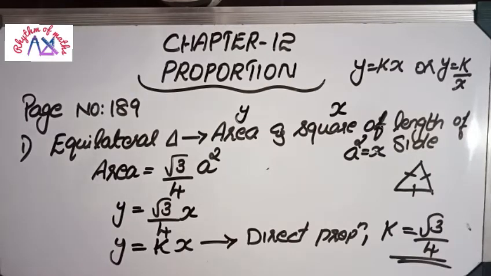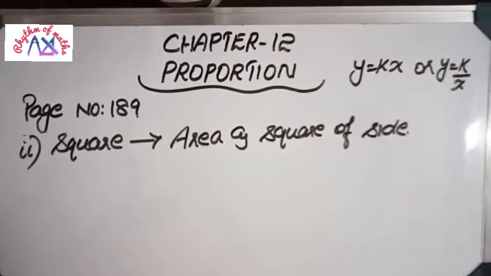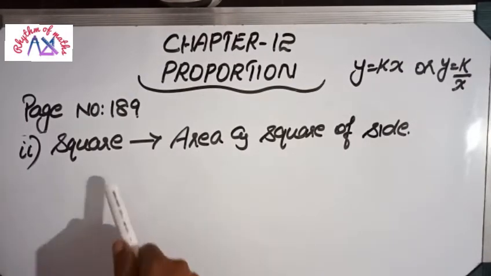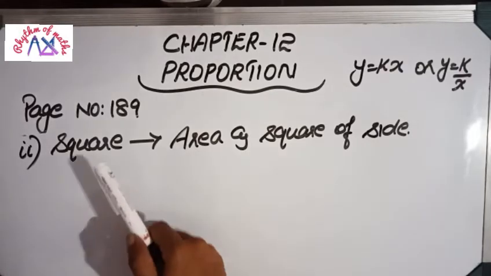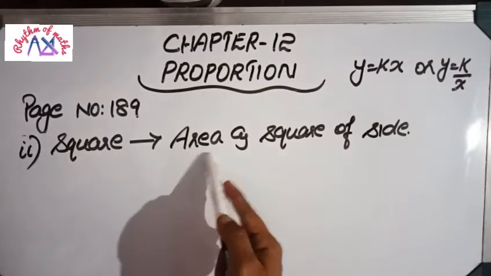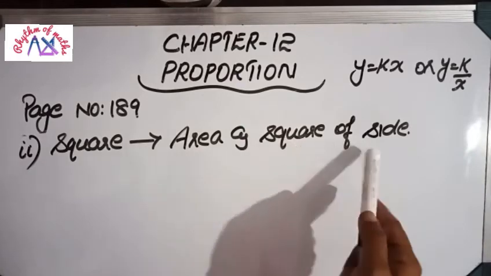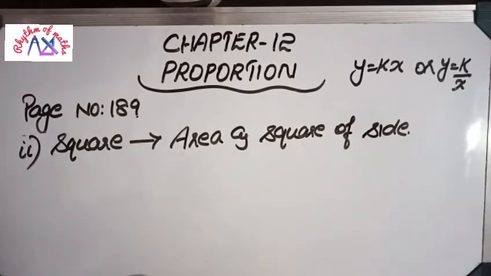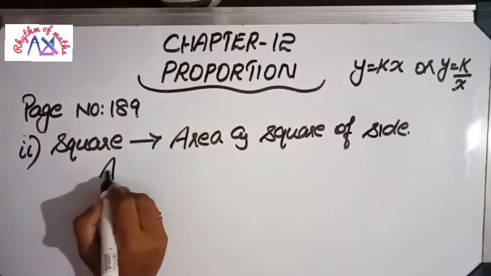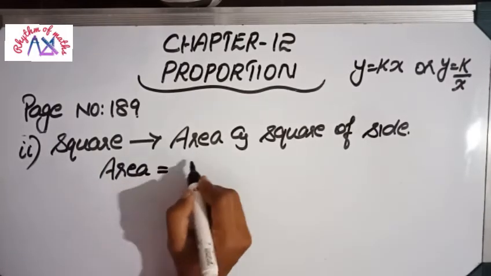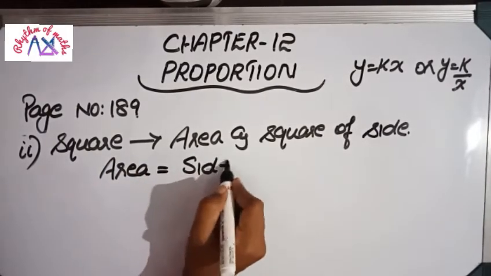Okay, now let's do the second sub question. Here we have to consider the square. Okay, a square, we have to check area and square of side, whether area and square of side are in proportion or not. So here also, area of square we know. What is the equation? Area of square equation is side square.